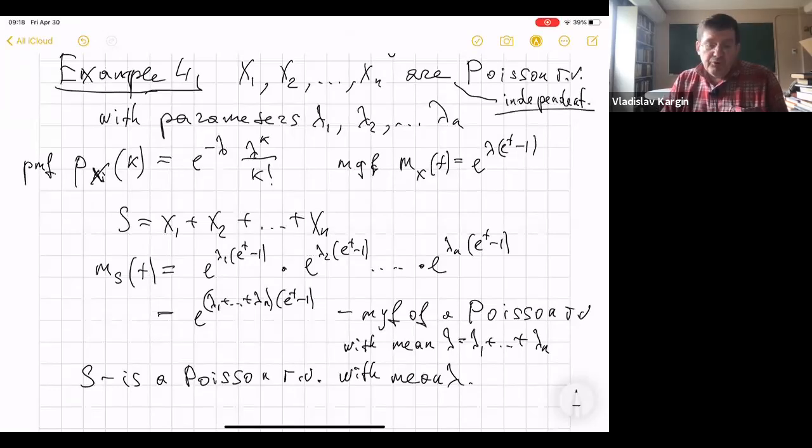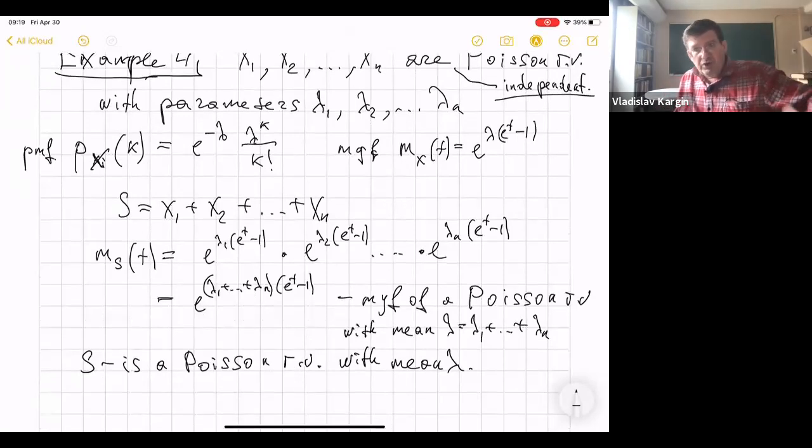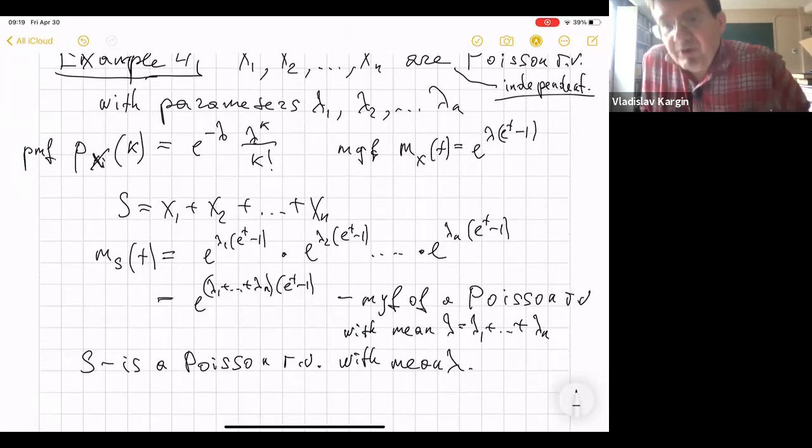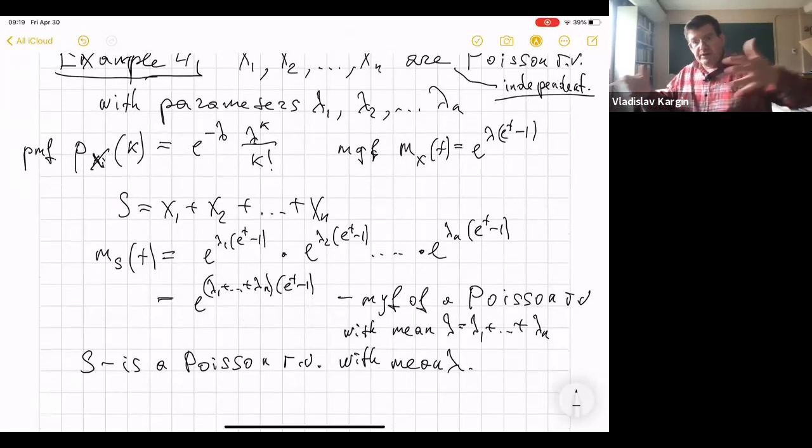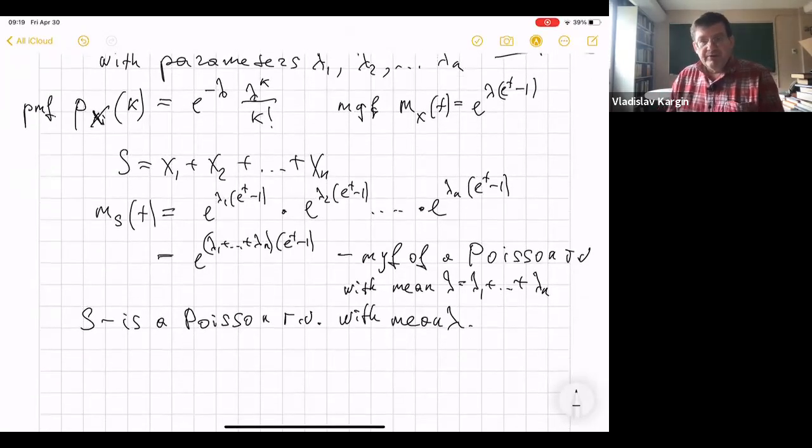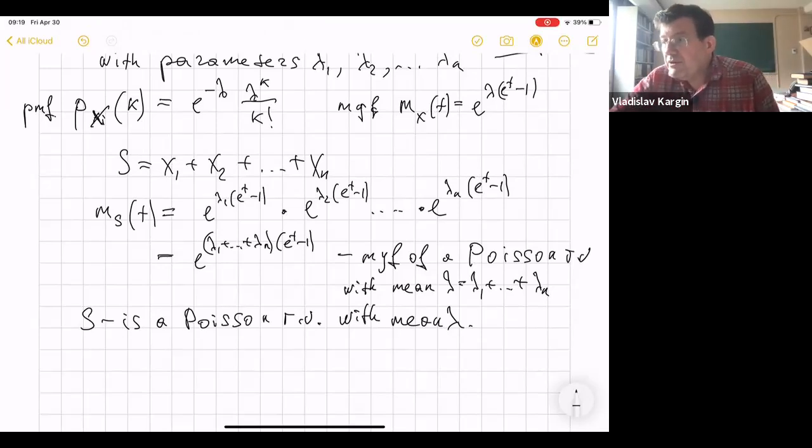If you think about how you would do it differently without knowing the MGF method, it seems to be difficult. Except maybe using intuition: it's clear that summing the number of accidents, if they are independent in different places, should give the number of accidents overall. Intuitively it's clear, but to prove it you will need some method, and this is the only method that you can use in this case.